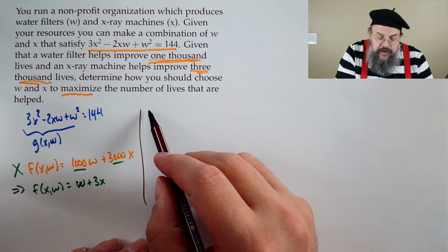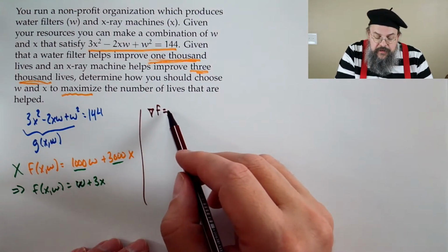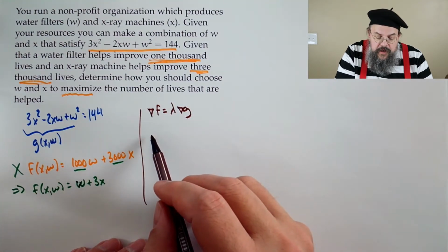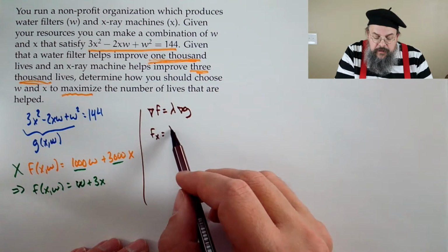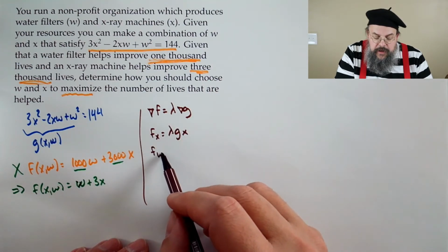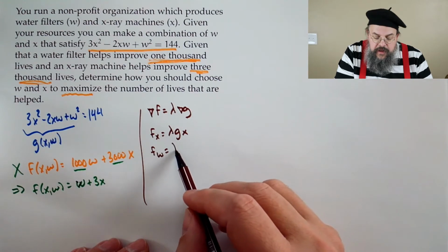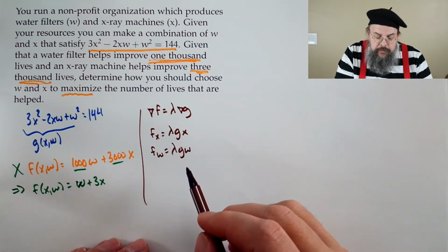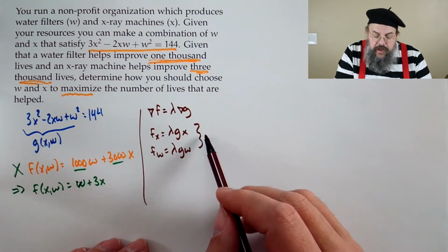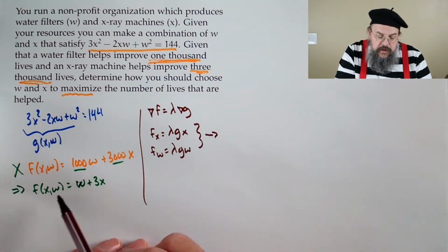Well, we set up our system of equations. Gradient of f equals lambda gradient of g. Or f sub x equals lambda g sub x, and f sub w equals lambda g sub w. All right, well, we know how to compute these. You can say, well, f sub x, that's 3.